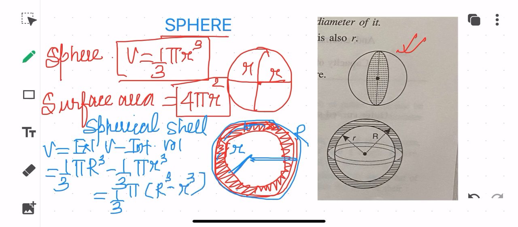Okay, so this is the formula of the volume of a spherical shell. We won't be talking about total surface area for this particular figure, children. Why? Because the surface area is already the surface area of this sphere, which is equal to 4 pi r square. So in case of a spherical shell, the total surface area is also equal to 4 pi r square.